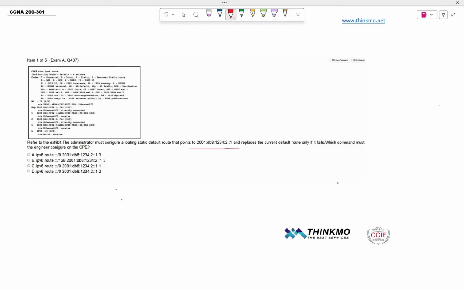So the correct and safe choice is this one. Option A, you need to point to this address, no matter where you're going. Now just use this address and then set an AD value higher than the default static route, right? The correct answer is A.